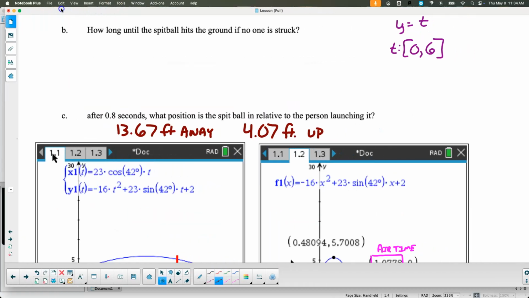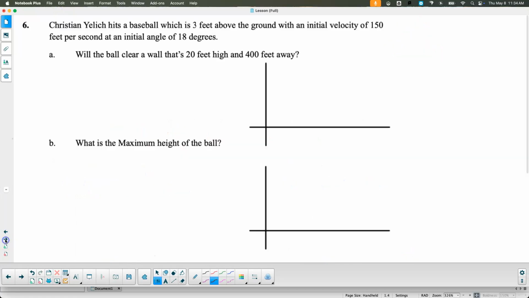Good times. Now, once again, try Christian Yelich. Christian Yelich hits a baseball, which is 3 feet above the ground, with an initial velocity of 150 feet per second at an initial angle of 18 degrees. Will the ball clear a wall that's 20 feet high, 400 feet away? What is the maximum height of the ball? And that's it. Just those two questions.